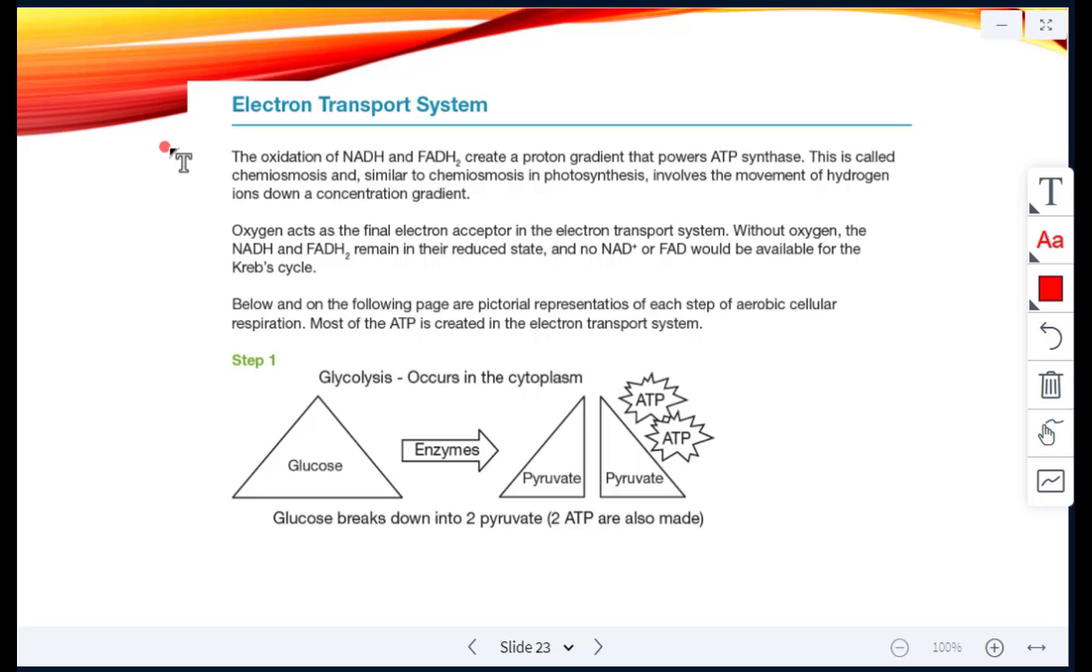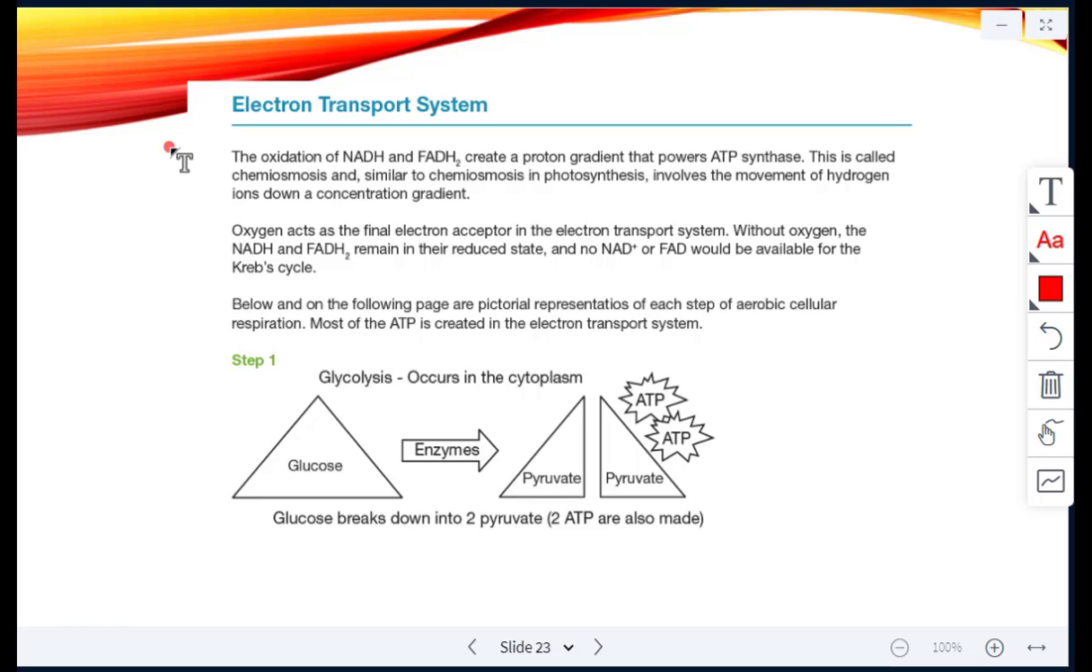So the oxidation of NADH and FADH2 creates a proton gradient that powers the ATP synthase, which is called chemiosmosis. It's similar to the chemiosmosis we saw in photosynthesis. It's the movement of hydrogen ions down a concentration gradient. Oxygen is the final electron acceptor.